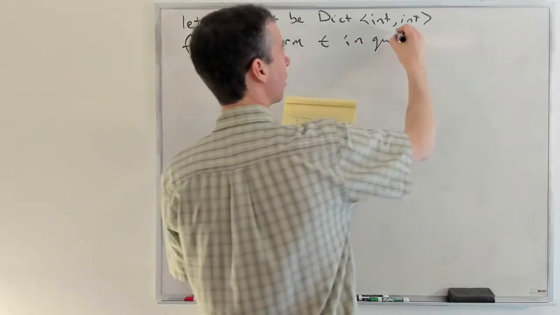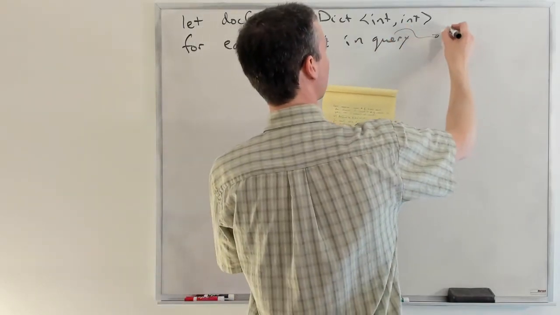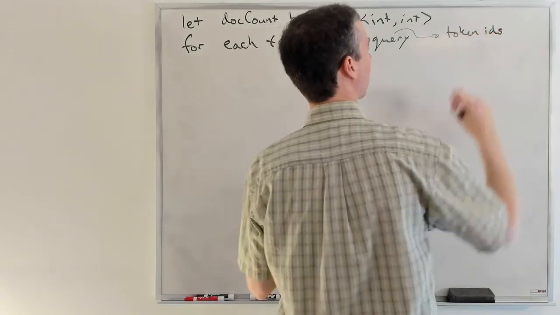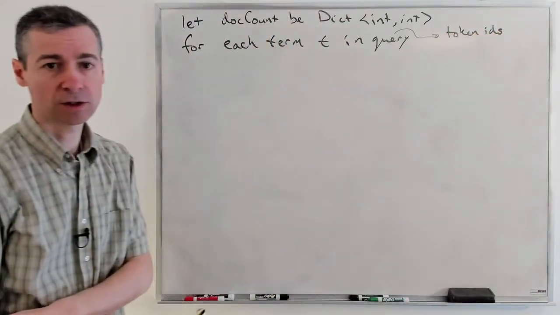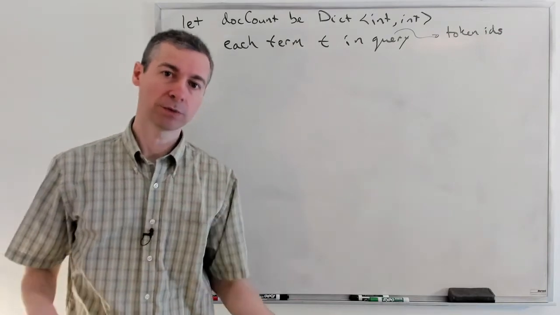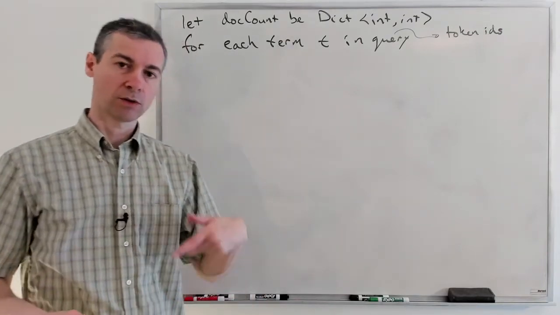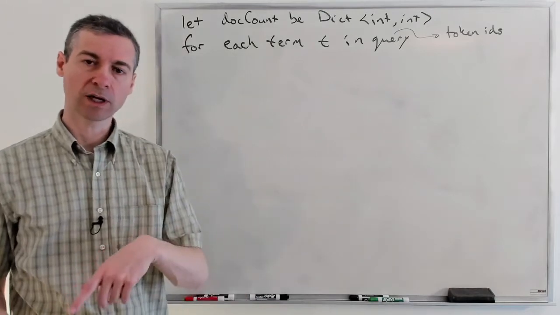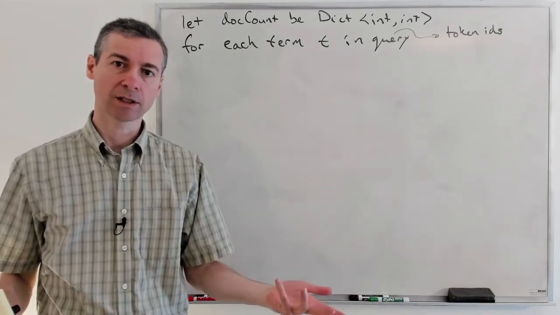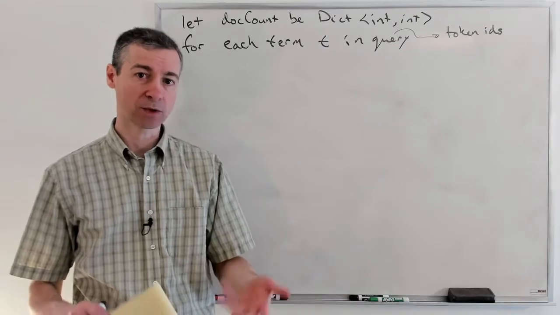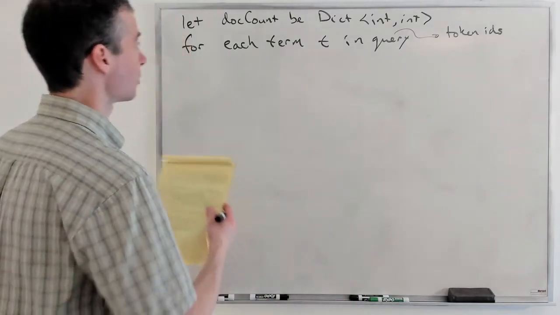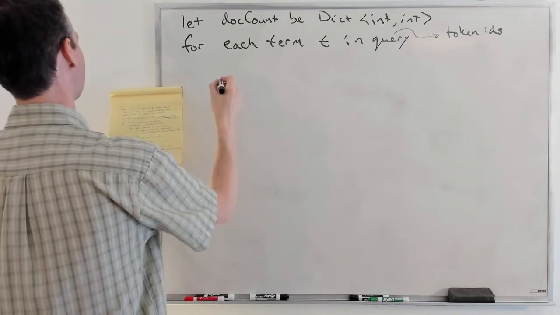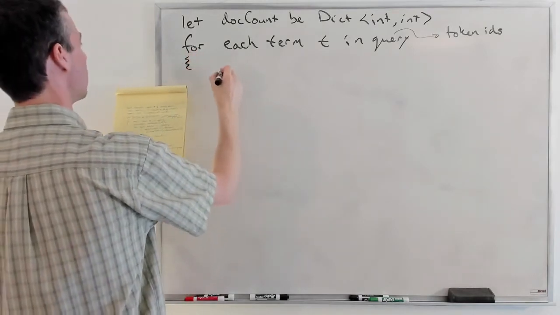Now keep in mind our query, these are token IDs. So this is after you've taken your query, you run it through the tokenization, you then look up those tokens in the lexicon, and you get back a set of term IDs. That's what the query is, all right? So for each term t, so these will be integers, we're gonna have this nice loop.